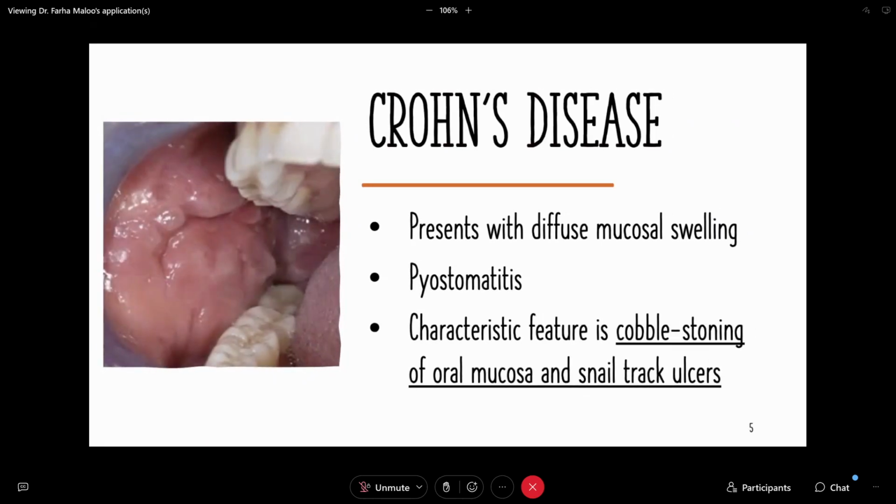The next disease is Crohn's disease. Crohn's disease is an inflammatory bowel disorder which occurs specifically in all the layers of the bowel walls. There is inflammation of all the layers of the bowel walls. It presents in the oral cavity with diffuse mucosal swelling and something called pyostomatitis. Pyostomatitis is basically pus and inflammation of the occlusal surfaces of the buccal mucosa. There is a classic presentation in Crohn's disease, which is known as cobblestoning and snail track ulcers. These ulcers are yellowish with serpentine pustules and erythematous base.